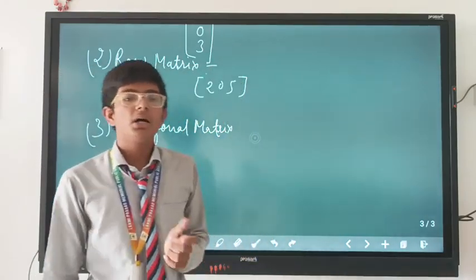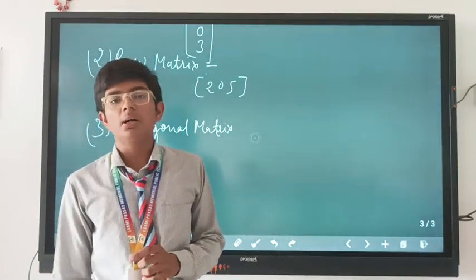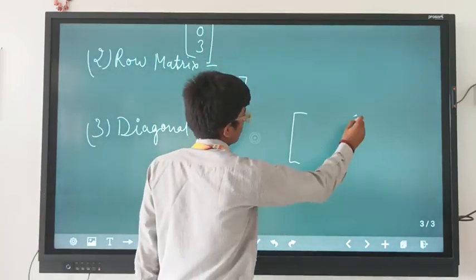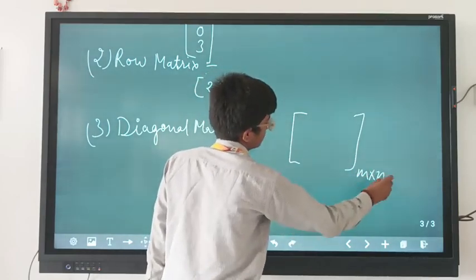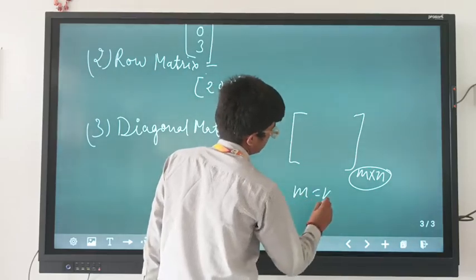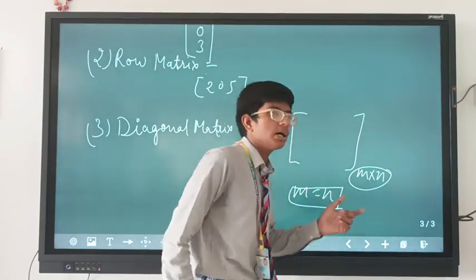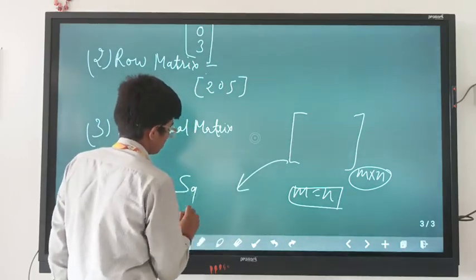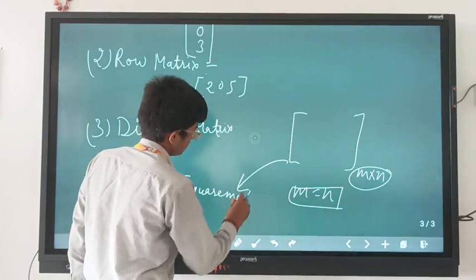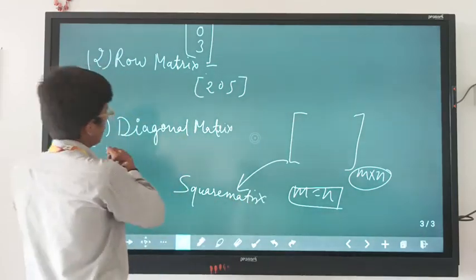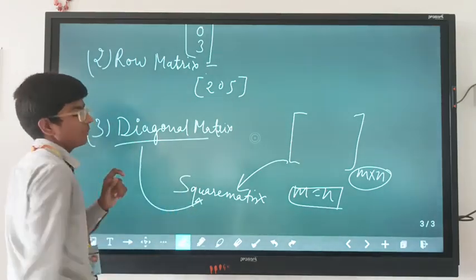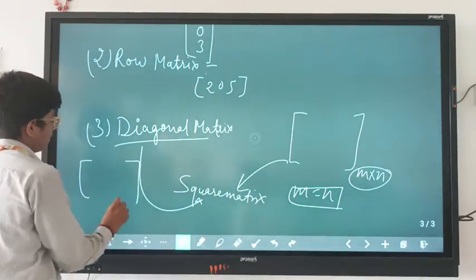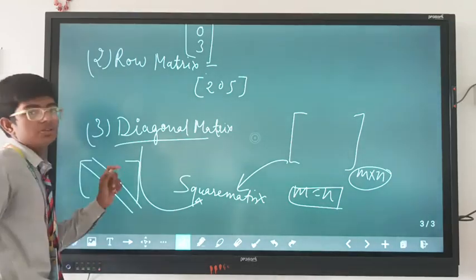Before discussing the diagonal matrix, we first understand what a square matrix is. If we have a matrix of m cross n such that m is equal to n, that is, the number of rows is equal to the number of columns, then such a matrix is called a square matrix. A diagonal matrix is also a type of square matrix in which the elements other than its diagonal are 0.